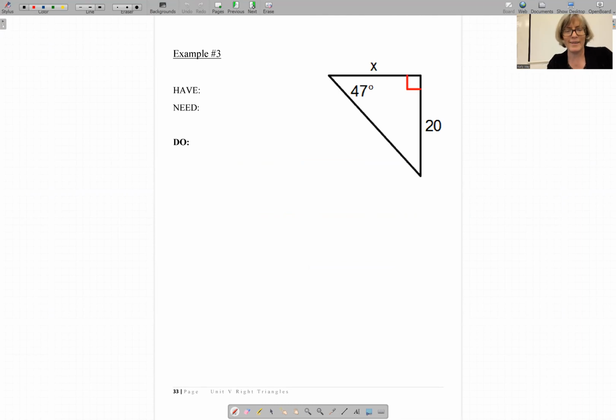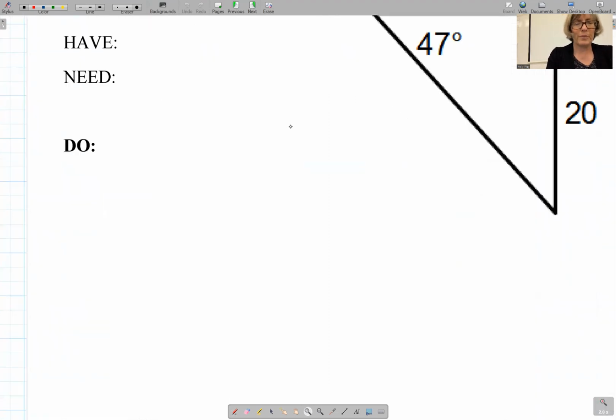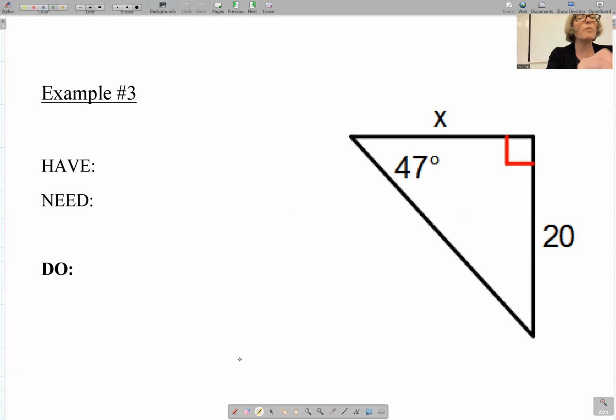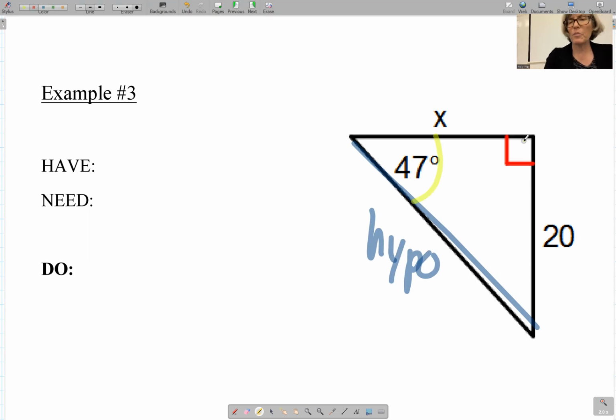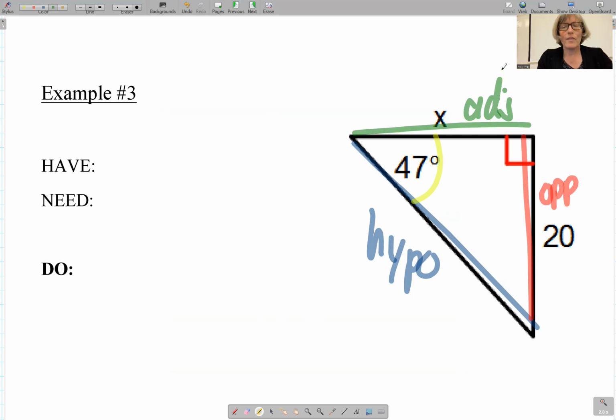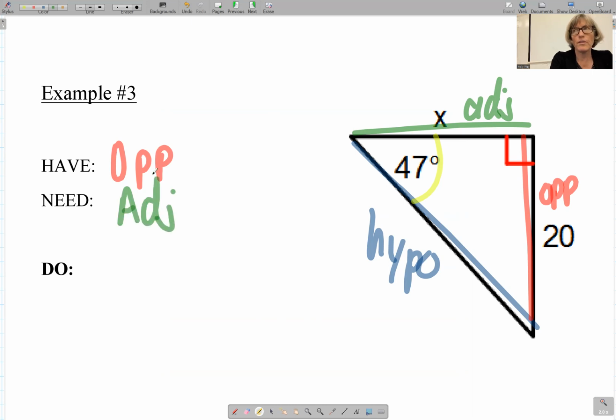Let's do another one. Have, need, do. Start by labeling. Hypo. That's your angle. That would make this your opposite and this your adjacent. Have, you have the opposite and you want the adjacent. So we have an OA combo.